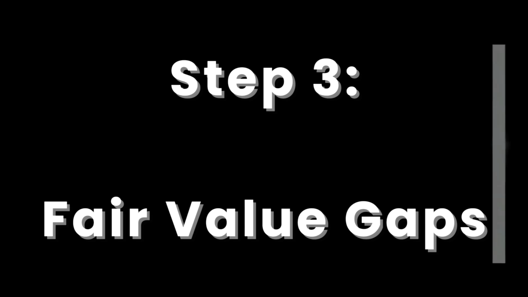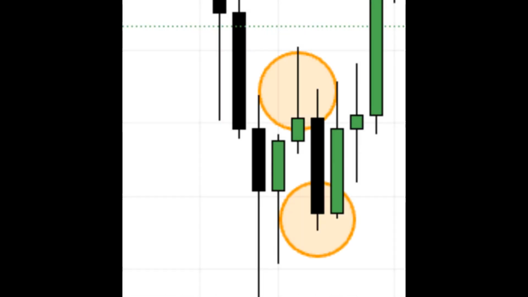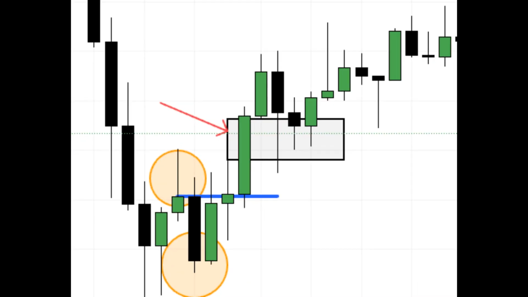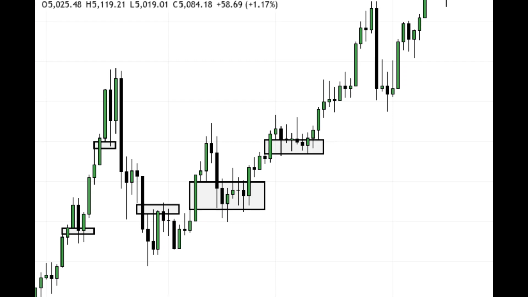Now, pay close attention to this next step because you do not want to miss this. Step 3, fair value gaps. Fair value gaps are the last piece of the puzzle. Once you identify your highs and lows and your breaker structure, you then identify a fair value gap. This is where you anticipate price to move away from. I mean, just look how many times price breaks structure and uses fair value gaps to move away from.